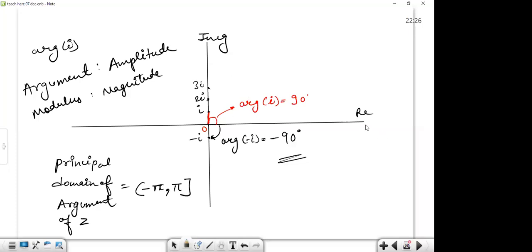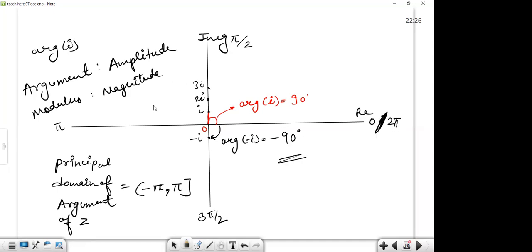Look, this is 0 degree, this is pi, this is 2 pi. This is pi by 2, this is pi, and this is 3 pi by 2. This is 0 radian or 2 pi.